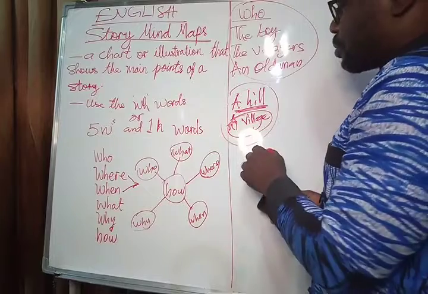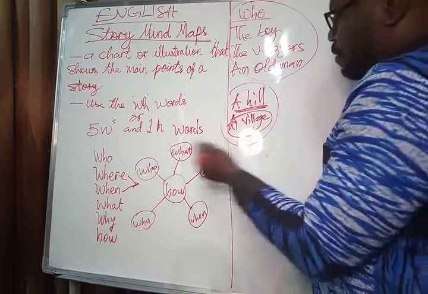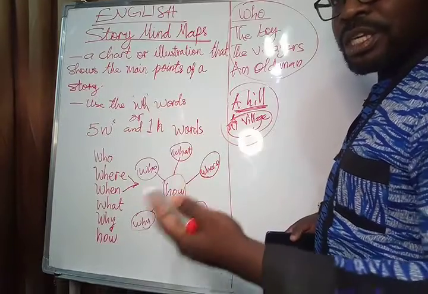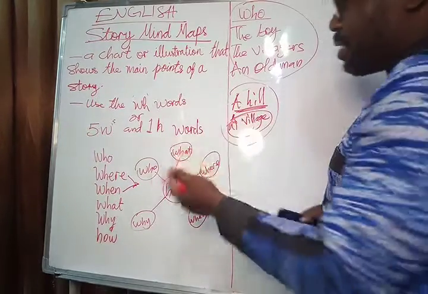When? Well, it was a particular day. It says once upon a time, one day. It talks about in the evening. So there was something that happened in the evening. I think in the evening they couldn't find the boy. So you can say when.